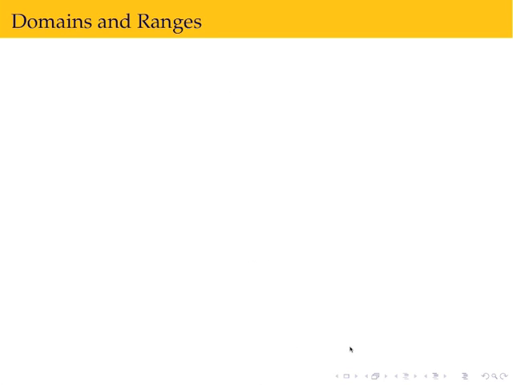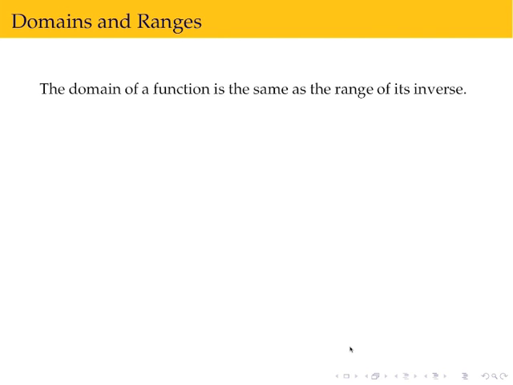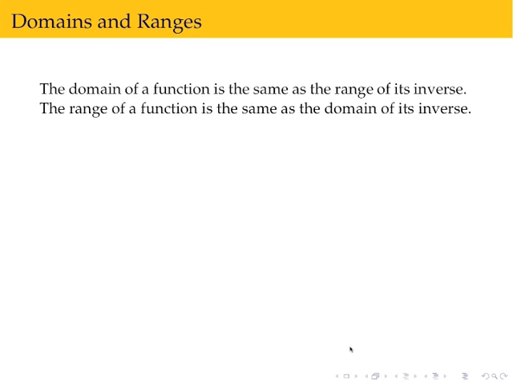So now let's talk about domains and ranges of functions and their inverses. Remember, we are swapping x's and y's. So the domain of a function, the set of all the x's, is the same as the range of its inverse, because that's the set of all the y's of the inverse. The domain and the range get swapped when you swap the x's and y's. Similarly, the range of a function is the same as the domain of its inverse.